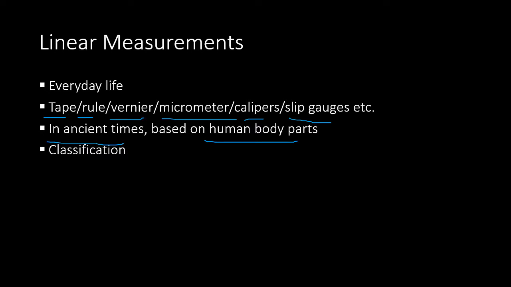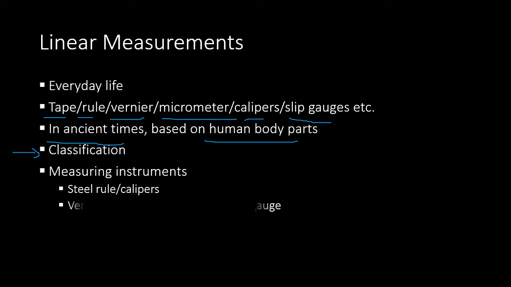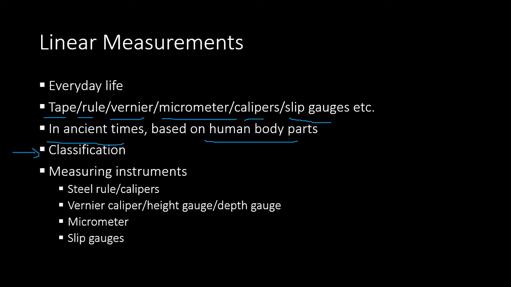In this video, I will talk about classification of linear measuring instruments. And in this lecture of linear measurements, we will study various measuring instruments such as steel rule, calipers, vernier caliper, vernier height gauge, vernier depth gauge, micrometer, then slip gauges.